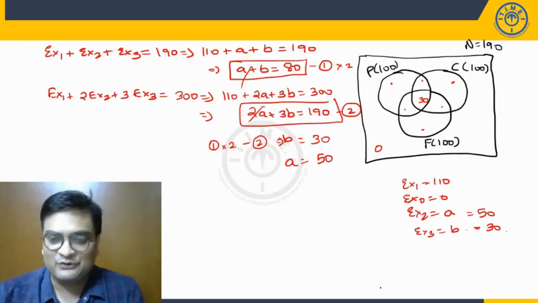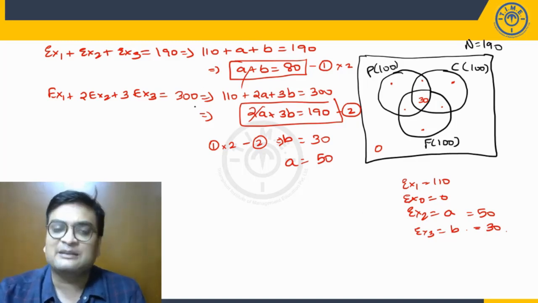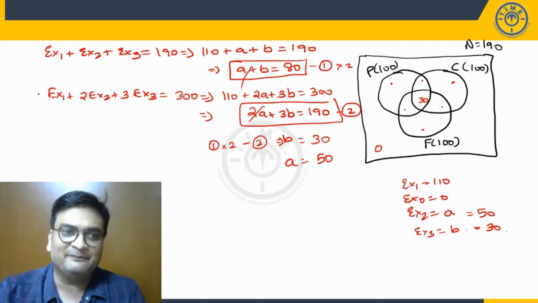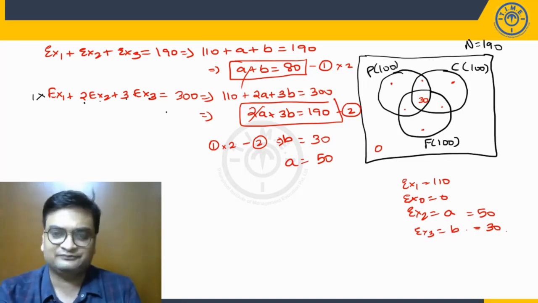So the formulas that we have used here were, one, universal set is equal to sum of all the regions. And sum of the sets is equal to exactly one time, exactly two times, exactly three region three times. That sum should be equal to sum of the sets.